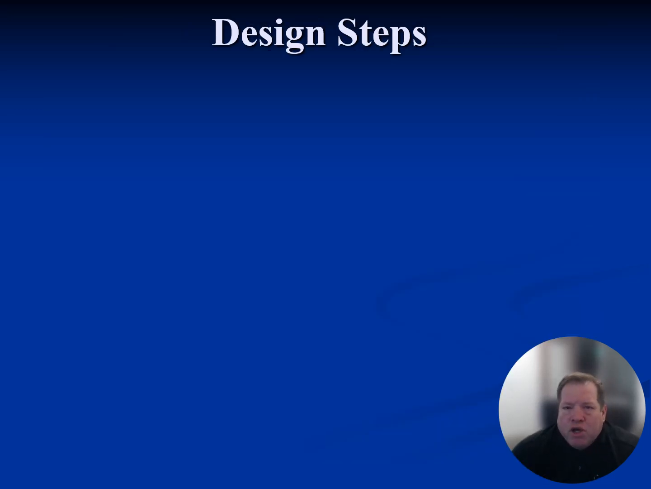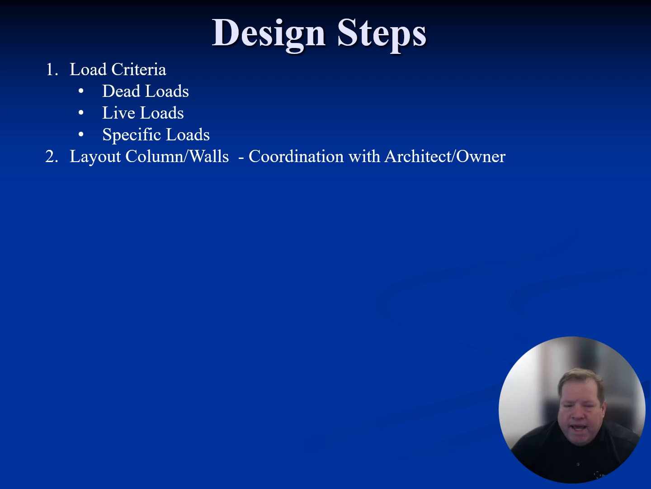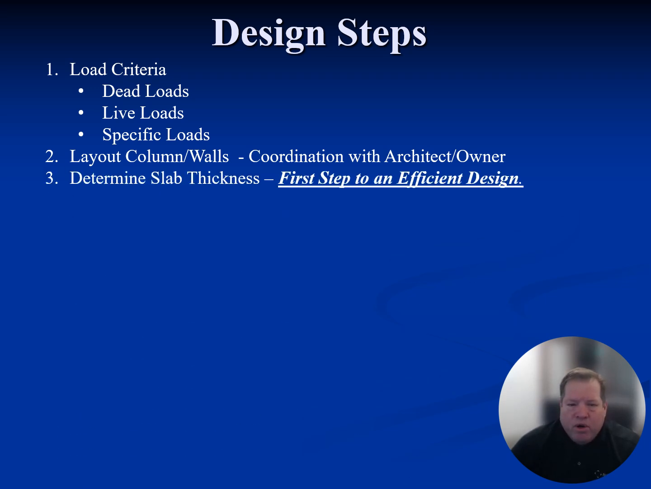So in the design analysis of two-way slabs, there are obviously some design steps that are very similar to other materials. So I'm going to go through these relatively quickly and just try to highlight the ones that are specific to post-tensioning and not just generic design steps. So obviously loading is critical: dead, live, any specific loads. You need to lay out the columns and walls appropriately so you get the right design approach.